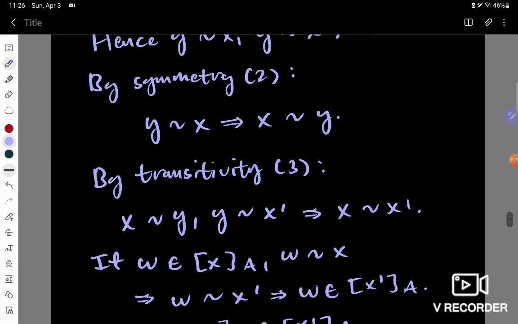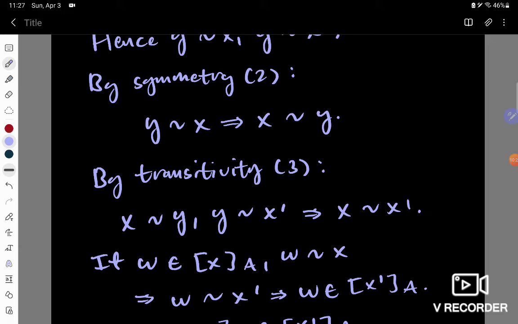Now we know by transitivity, again, that W is equivalent to X prime. And it follows from this that W is in the equivalence class of X prime. So we showed that this element W is in this, and that directly implies that it is in this. So hence, this equivalence class of X is a subset of the equivalence class of X prime. And the second part of this proof, the final part, is directly analogous to this.